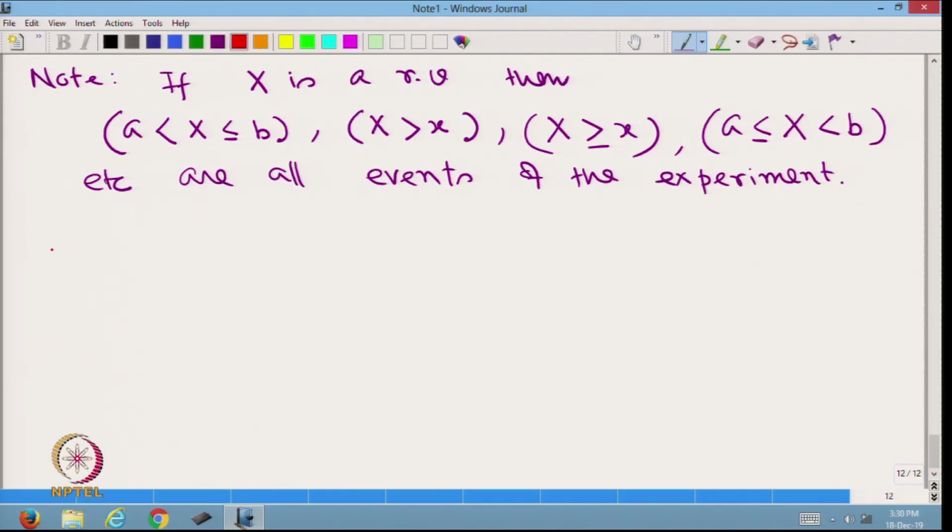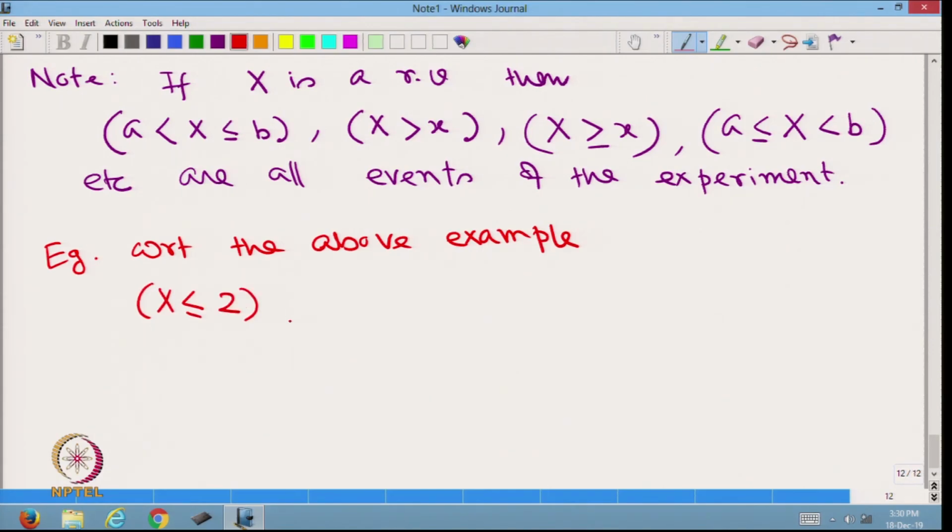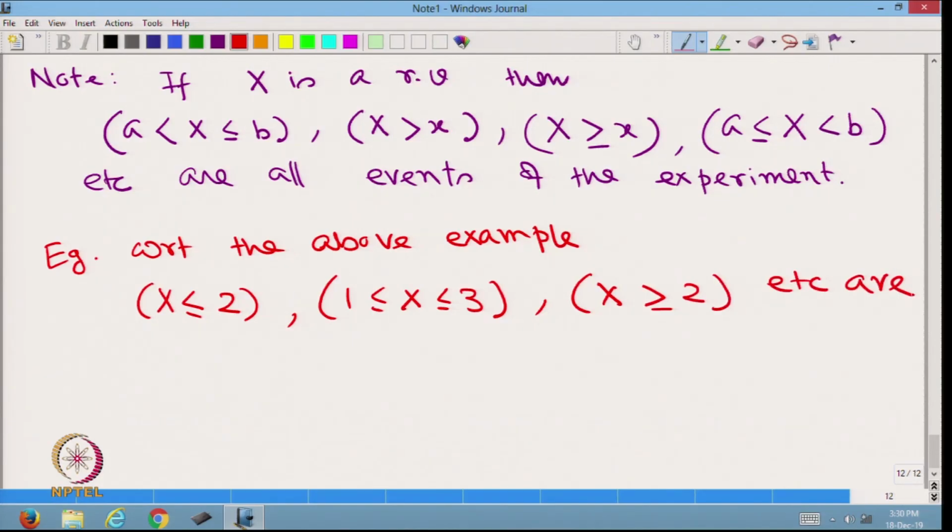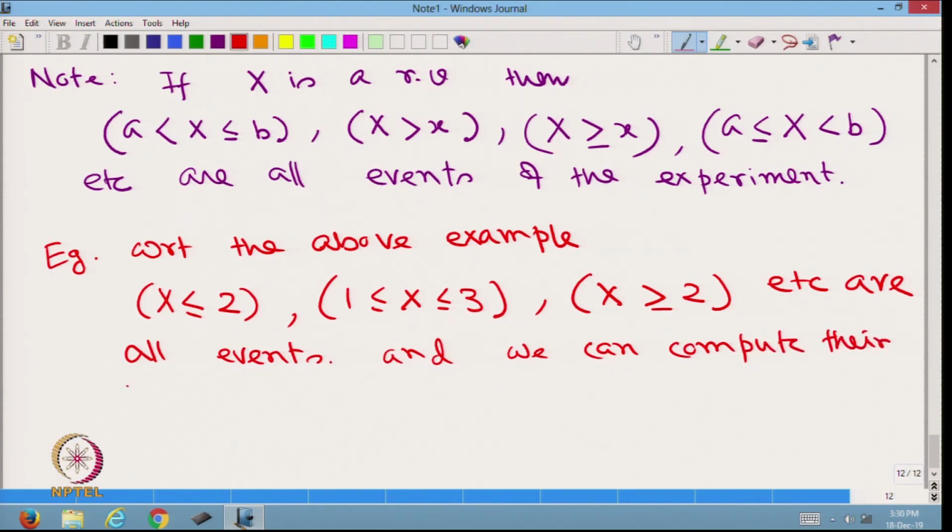For example, with respect to the above example, X less than equal to 2, 1 less than equal to X less than equal to 3, X greater than equal to 2, etc., are all events, and we can compute their probabilities.